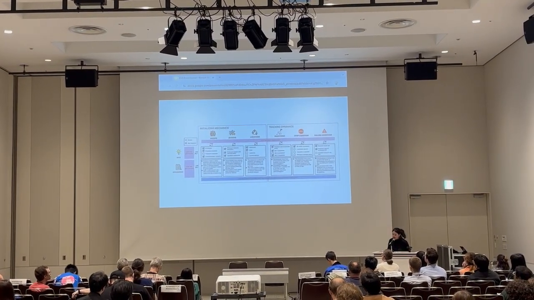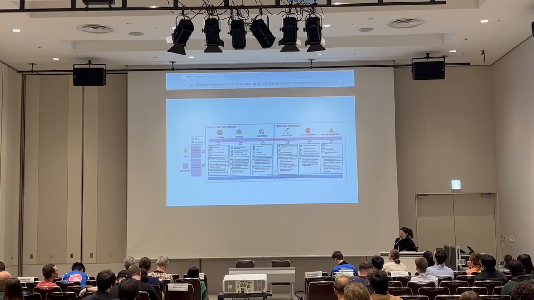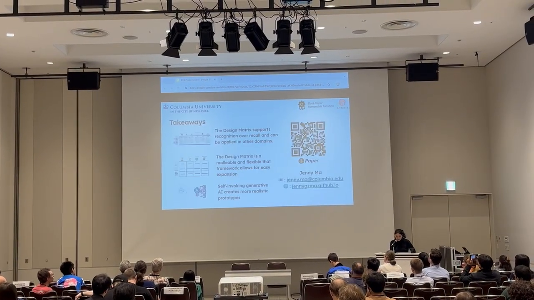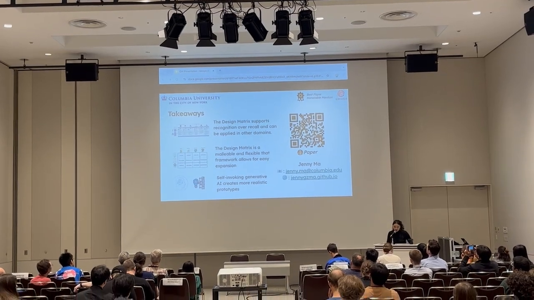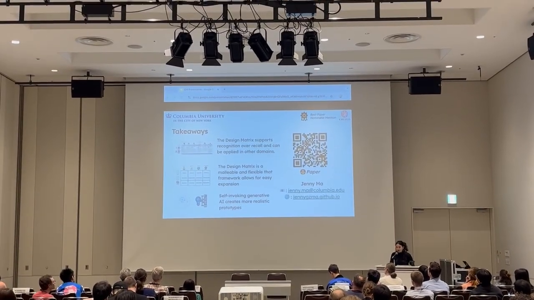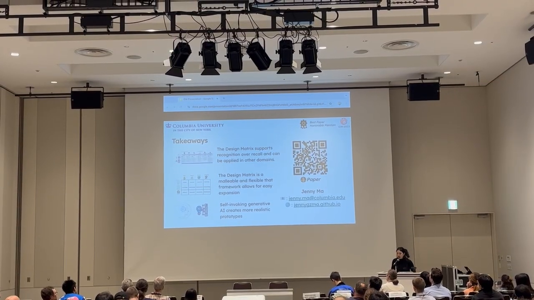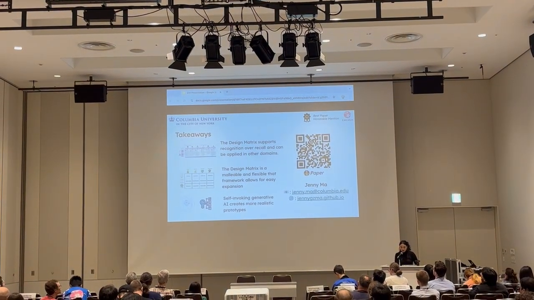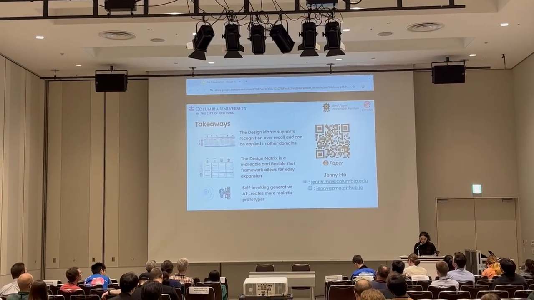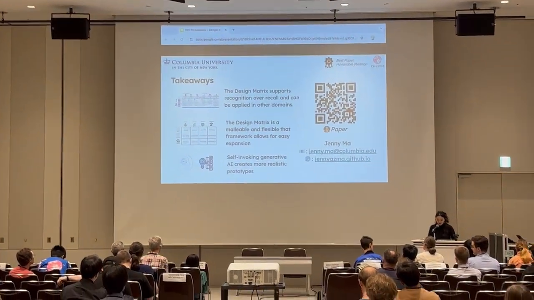We also applied the design matrix framework to multi-agent simulations, which is our next research, and found pretty successful results. The takeaways are that overall the design matrix supports recognition over recall and can be applied to a lot of other domains. And as a framework, it is very flexible that allows for easy expansion. And finally, self-invoking generative AI, which is a form of tool calling, creates a lot more realistic prototypes. Thank you, and that's all I have.